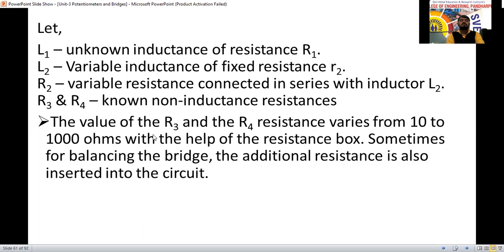We can vary that with the help of a resistance box, which is nothing but a variable resistance. Now, sometimes for balancing the bridge, an additional resistance is also inserted in the circuit. When resistances are connected in series, we can add them, addition only will happen. So we can add some other resistance in series with the existing resistances.